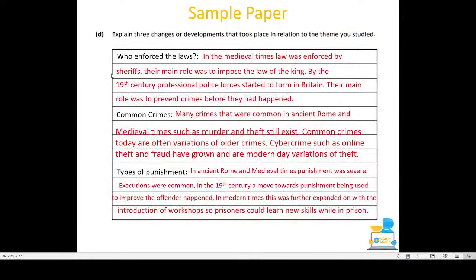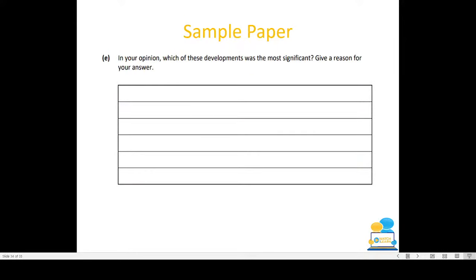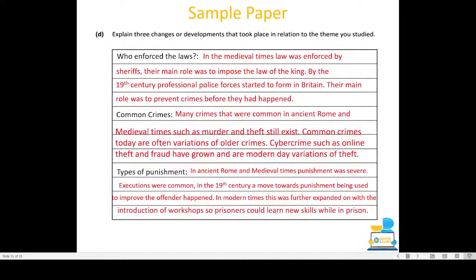So it's either who enforced the laws, the common crimes, or the types of punishments that took place. For example, if I chose types of punishments, I would say, in my opinion, I believe that the types of punishments was the most significant change, and then I'm going to give my reason. Your reason is just explaining why you believe that. So maybe I would say how originally if you committed a crime you would be executed, but we've moved away from that now. The idea is that things are changing and improving for people as we go. Modern times have changed.